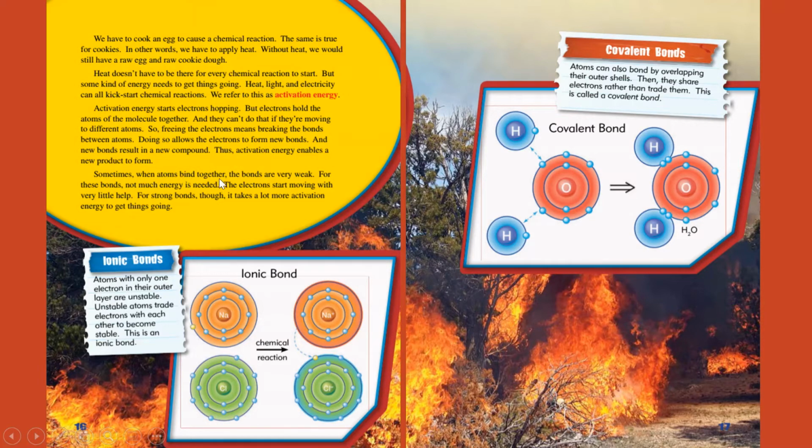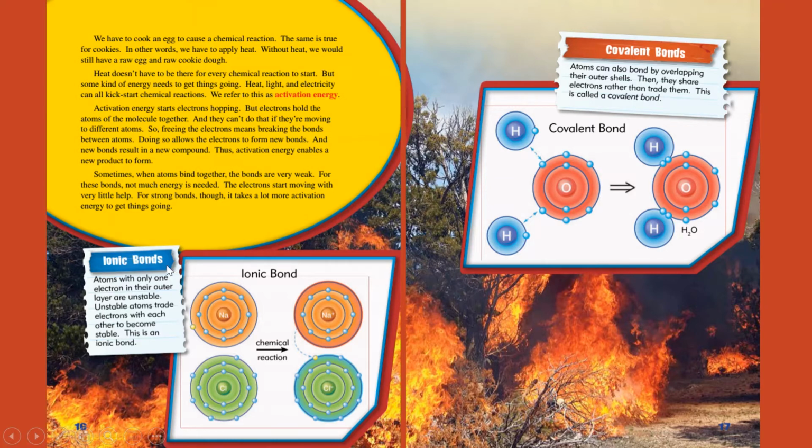Sometimes when atoms bind together, the bonds are very weak. For these bonds, not much energy is needed. The electrons start moving with very little help. For strong bonds, though, it takes a lot more activation energy to get things going.